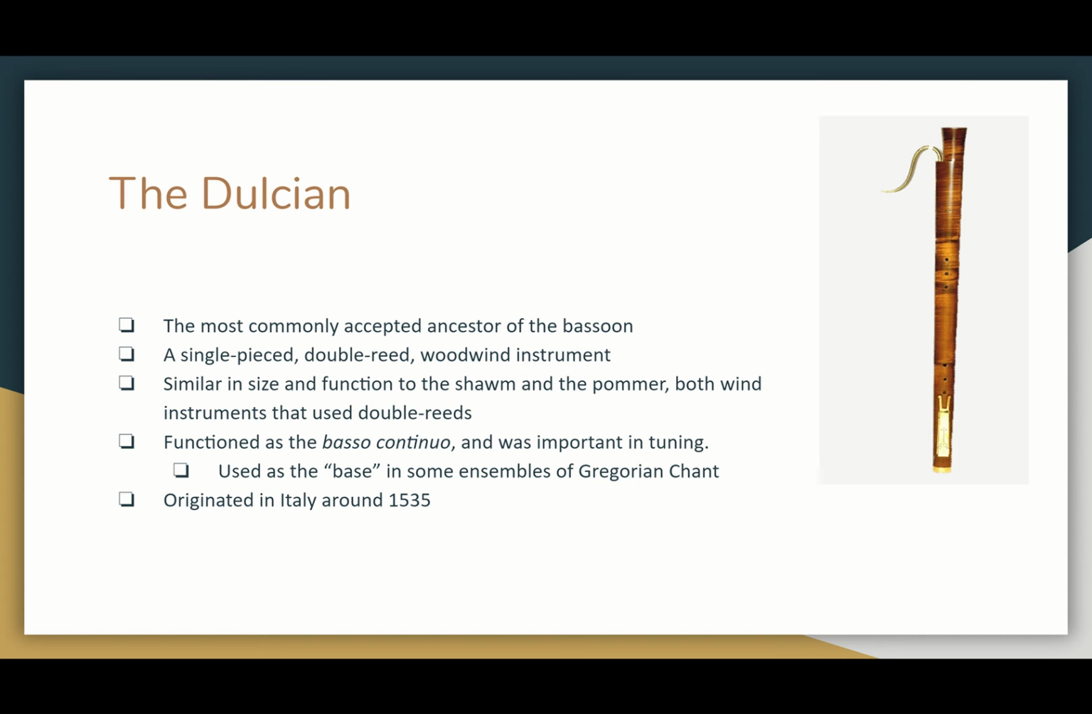These instruments, the shawm and the pommer, are similar in size and function to the dulcian and other instruments, and both use double reeds. The shawm is more similar to the modern oboe, but in terms of how the three instruments are similar, all three have conical bores, similar key technology, and they all utilize a crook and double reed for sound production.